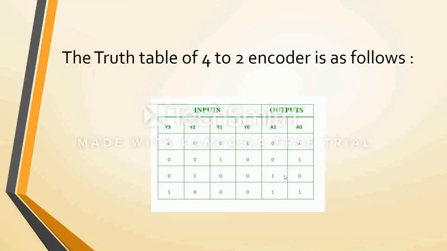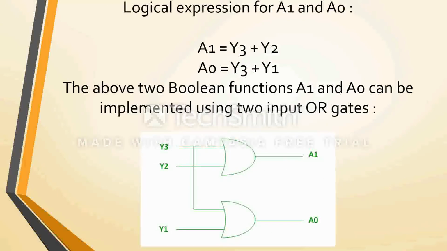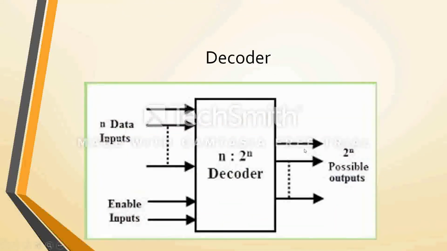So what is the function of the encoder? It has to convert the input into compact output. That means we are hiding the information here. Then coming to the next combinational circuit, that is the decoder.